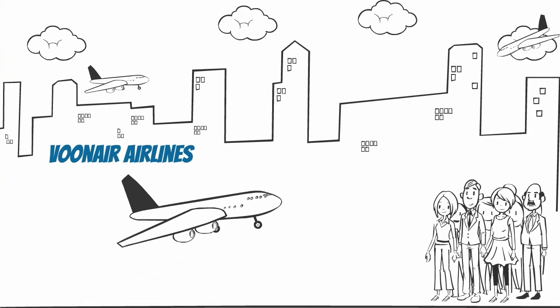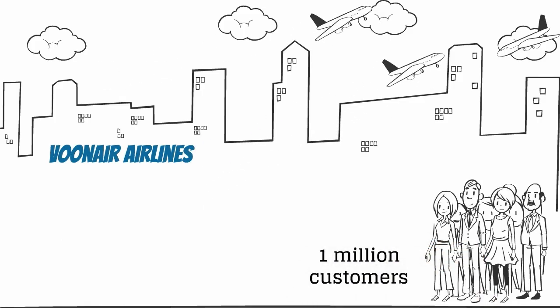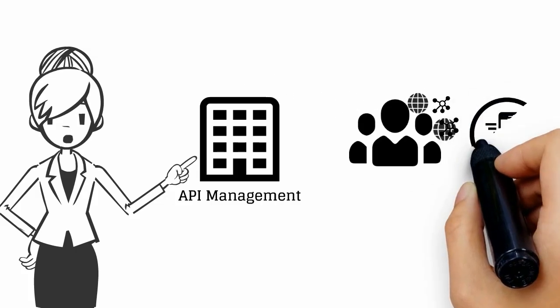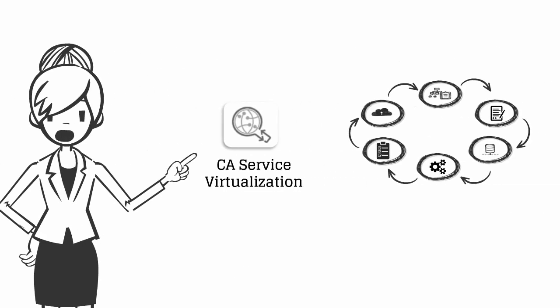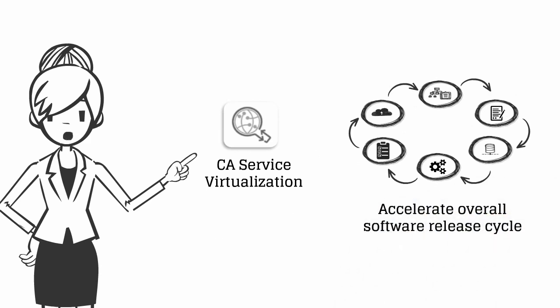Finnair Airlines is a fictitious mid-sized regional airline that services over 1 million customers annually. It uses CA API Management to expose APIs and web services to developers for building and maintaining a robust mobile application. It also uses CA Service Virtualization (SV) to accelerate overall software release cycle times by removing constraints throughout the software development lifecycle by modeling and simulating unavailable or dependent systems.